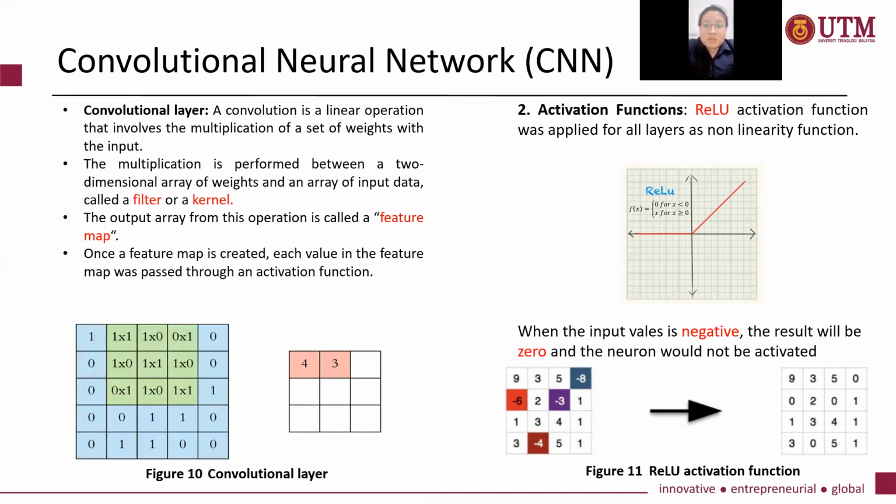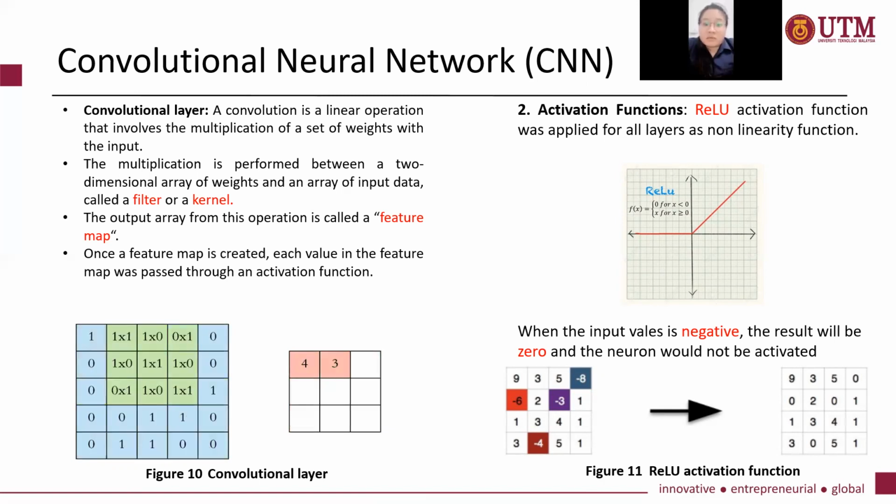Once a feature map is created, each value in the feature map is passed through an activation function. In this CNN network, ReLU activation was applied for all layers as the non-linearity function. This is because deep CNNs with ReLU train several times faster than with other activation functions. The main advantage of ReLU is that it does not activate all the neurons at the same time. It means that the neurons will only be activated if the output of the linear transformation is greater than 0, by referring to the graph. Based on Figure 11, when the input value is negative, the result will be 0 and the neuron will not be activated.